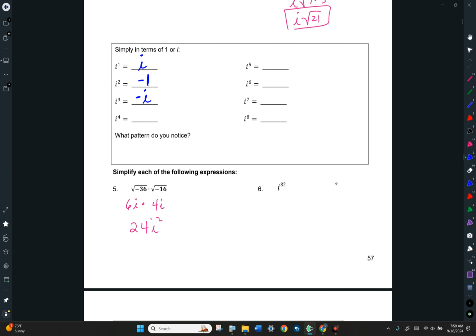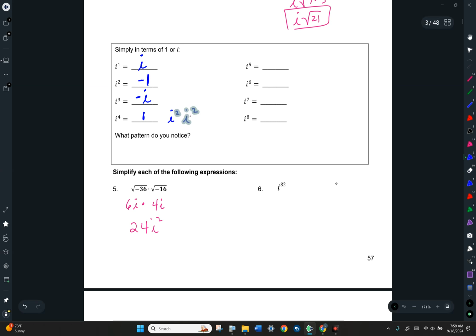Anytime you see an i squared, you're going to replace it with negative 1. Anytime you see an i cubed, you're going to replace it with negative i. Anytime you see an i to the 4th, again, you'll think of that as kind of like i squared times i squared. So negative 1 times negative 1 is positive 1.